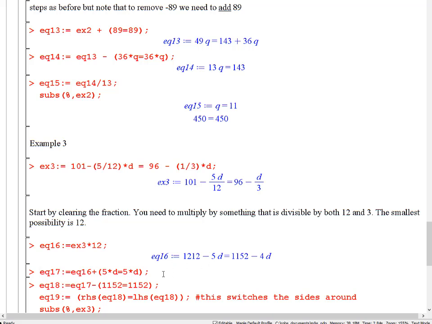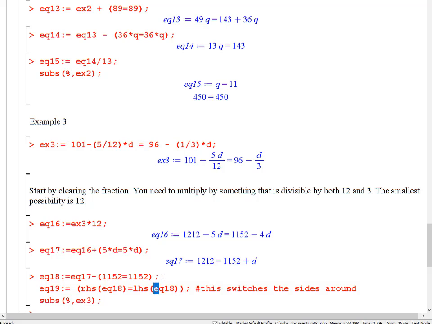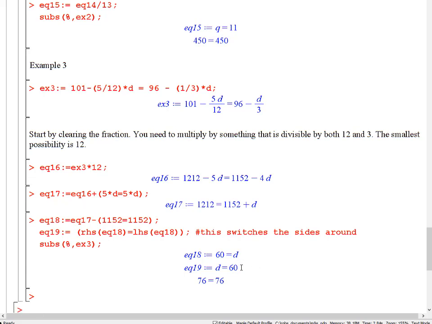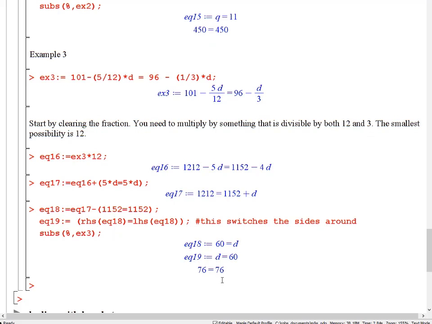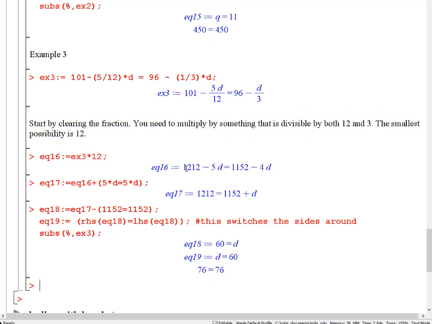So let's remove this 5d by adding that. Then subtract this. And then switch the sides around as I did here. Let's get d is 60. So check back in the original equation, that's correct. So those are the ways you can apply the golden rule to solve any linear equation.